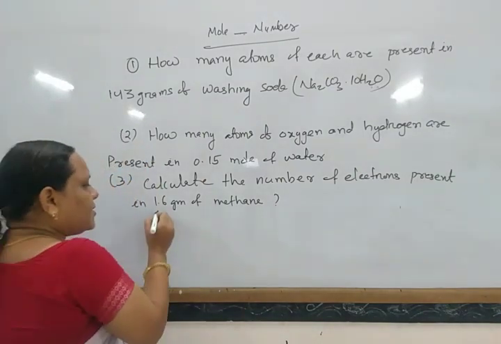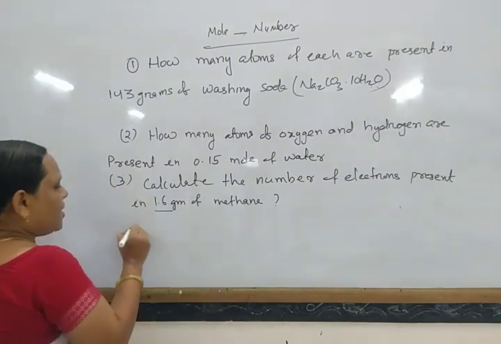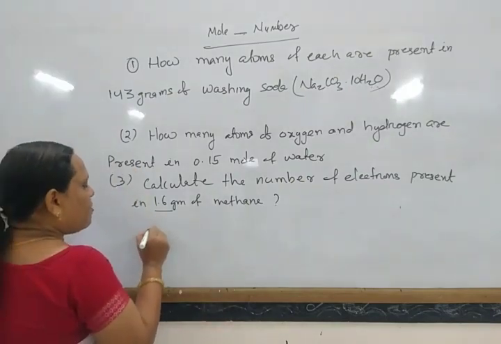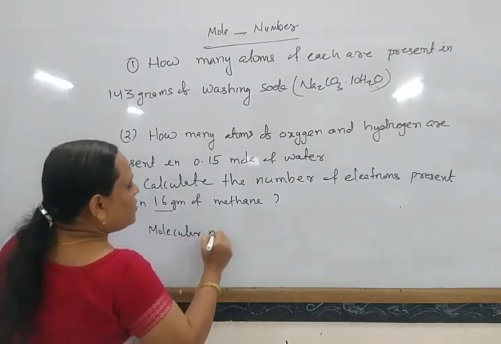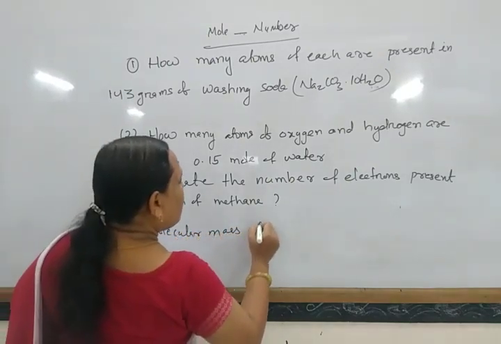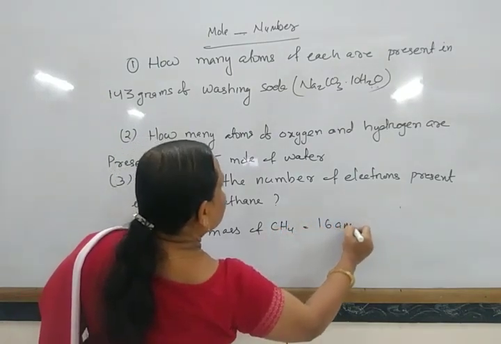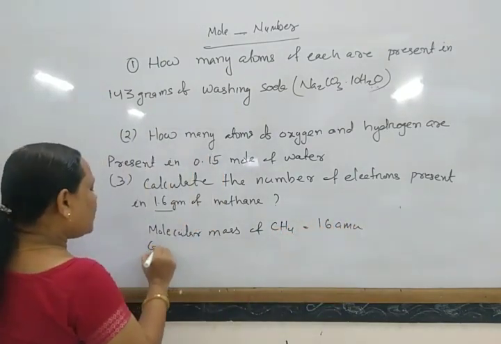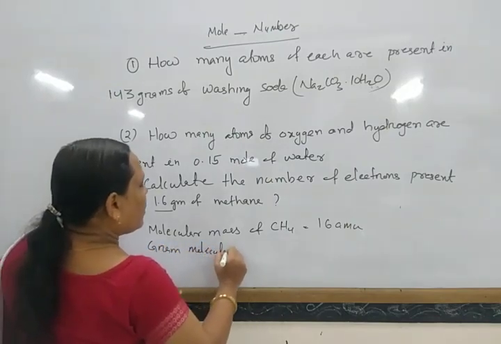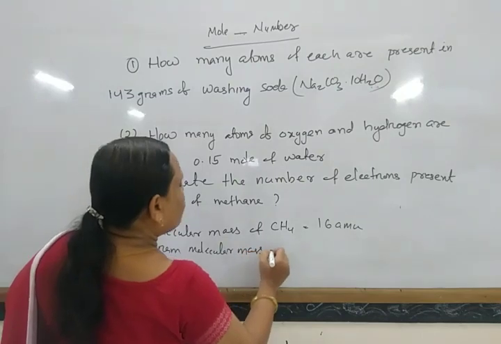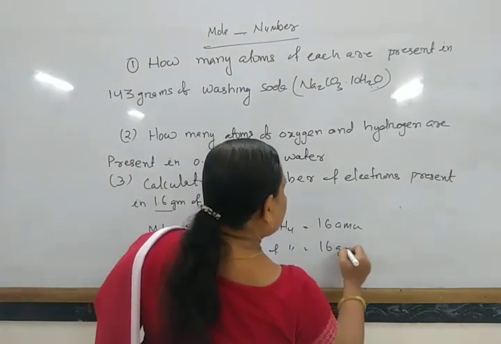First, this is given. We know methane has molecular mass of 16 amu. Then the gram molecular mass of methane is equal to 16 gram.